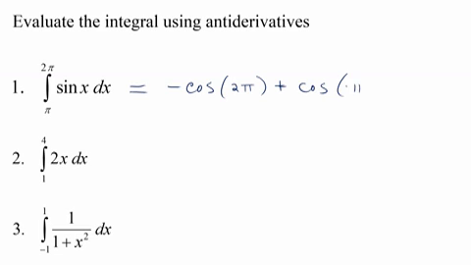So to simplify, here we have the opposite of cosine 2 pi. The cosine of 2 pi is 1, so we want the opposite of that, negative 1, plus the cosine of pi, which is negative 1. So this answer is negative 2.